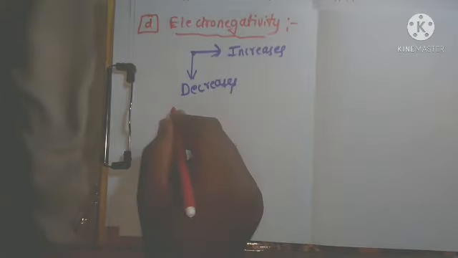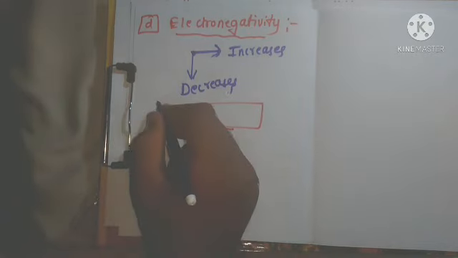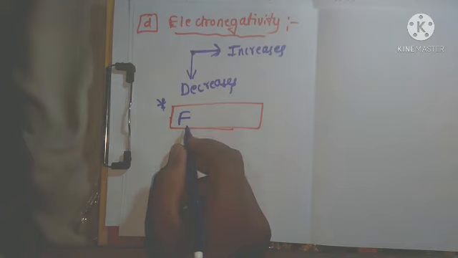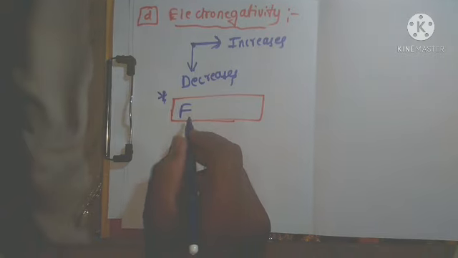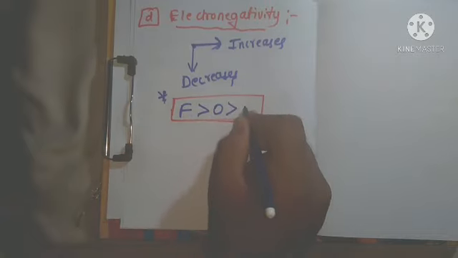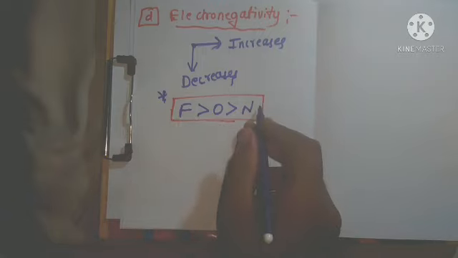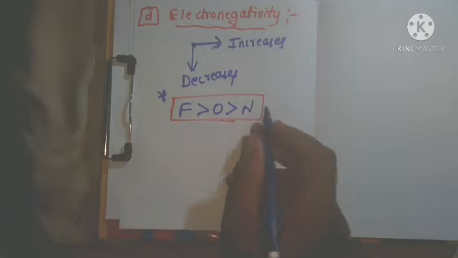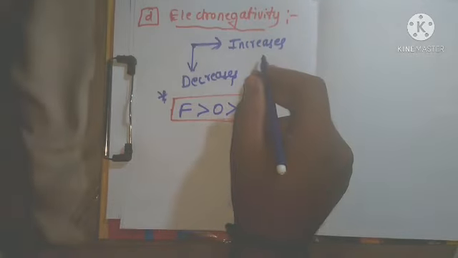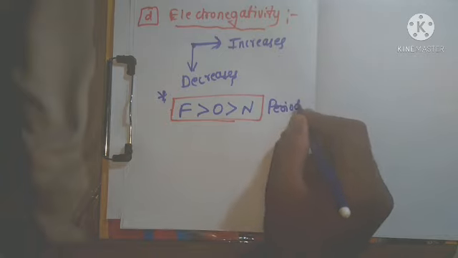First remember, the most electronegative element in the periodic table is fluorine. Fluorine is the most electronegative element in the periodic table. Next most electronegative is oxygen. Next most electronegative is nitrogen. Just remember F-O-N, fon. This is the order of electronegativity in the periodic table. It is not for group and period, it is for the periodic table.